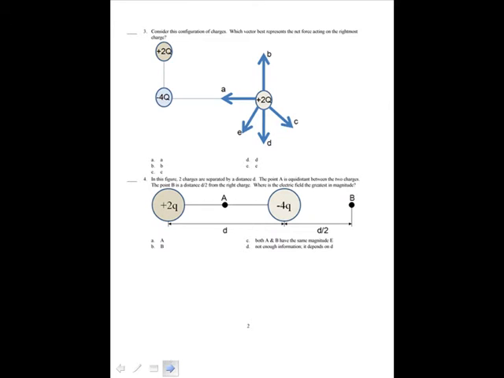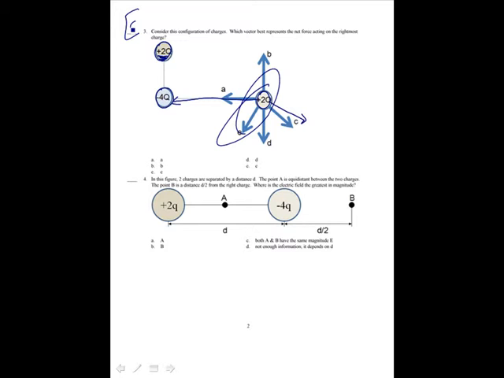Consider this configuration of charges. Which vector best represents the net force acting on the rightmost charge? Alright, so the force acting on this charge: first, the force from this charge is in this direction, and then the force due to this charge is opposing, and it's a little less than half that of the other force, so it's considerably smaller. It's smaller because this charge is smaller than the minus 4q, and it is also further away, so the force is less by more than a factor of 2. And so the sum of these two force vectors gives me E, so number 3 is E.